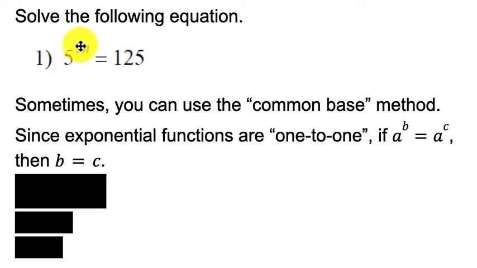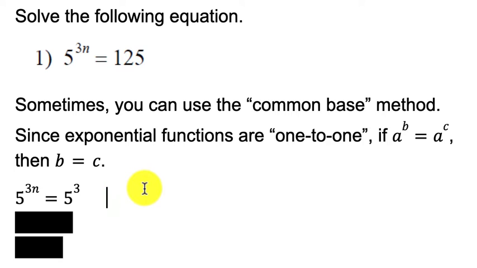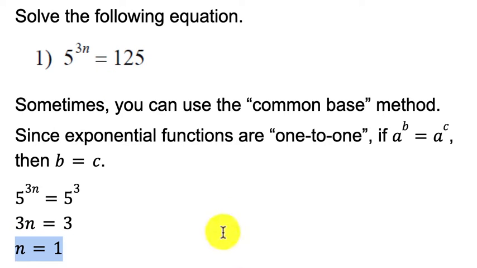Okay, so 5 to the 3n equals 125. If I can get the two sides to have the same base, then I can set the exponents equal to each other. So I need to know some powers of numbers to be able to do this. And 125 is 5 times 5 times 5, so I can rewrite 125 as 5 to the third power. Now I have a common base, right? Left side equals right side. The bases are equal. Therefore, the exponents must be equal. So my next line, I can write 3n equals 3. And now I'm in a world that I'm used to being in, right? We just divide both sides by 3, and we get n equals 1.